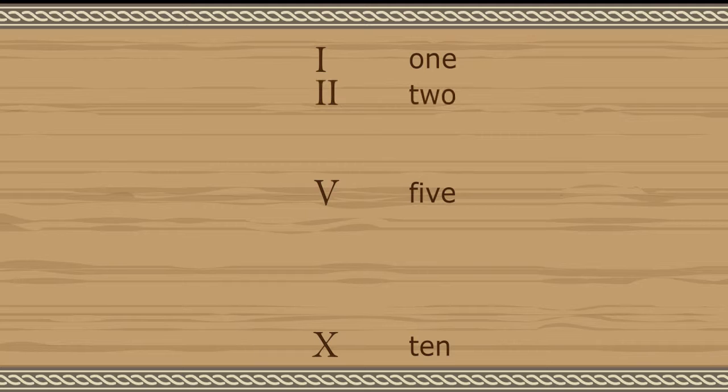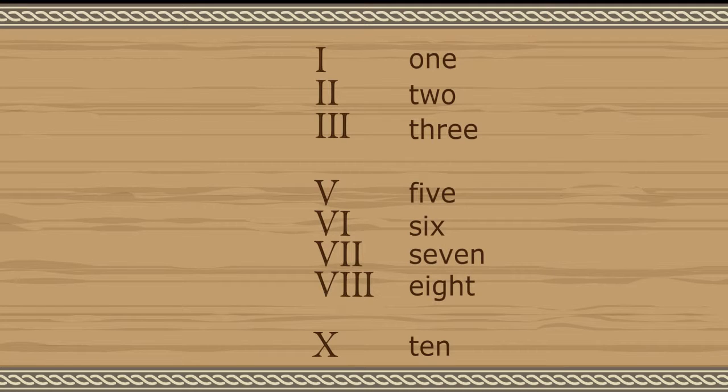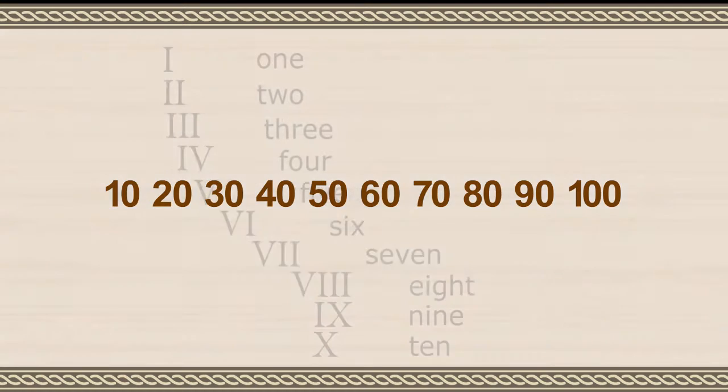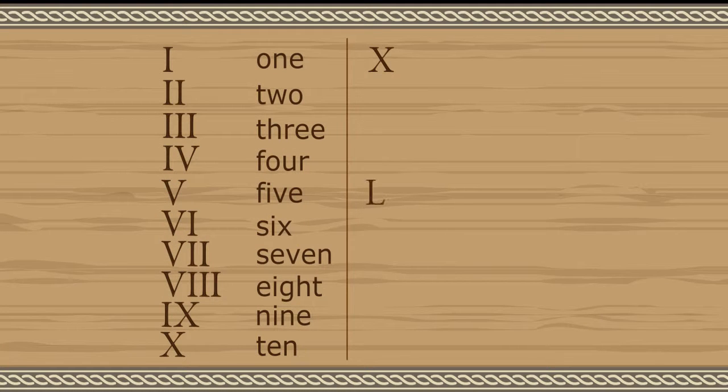The quantities 2 and 3 are represented by 2 or 3 I's. The quantities 6, 7, and 8 are represented by the symbol for 5, V, followed by 1, 2, or 3 I's. And the quantities 4 and 9 are represented by the symbols for 5 or 10, V and X, preceded by an I. The numbers 10 through 100 follow the same pattern, except that the symbols X, L, and C are used to represent 10, 50, and 100.